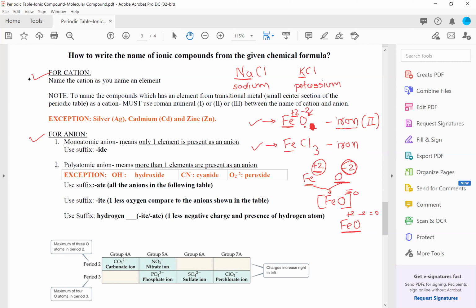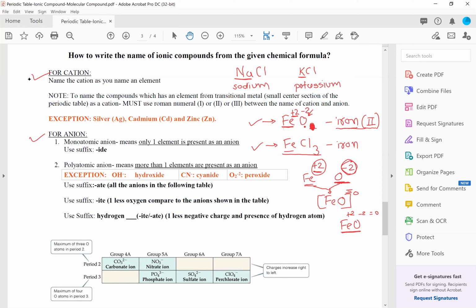Yes. Everyone? Any question? The Roman numerals only apply when the metal has more than one option, right? Yes, that's exactly right. Only for those elements which can have more than one charge. All right. So for Fe, we have to write iron 2.